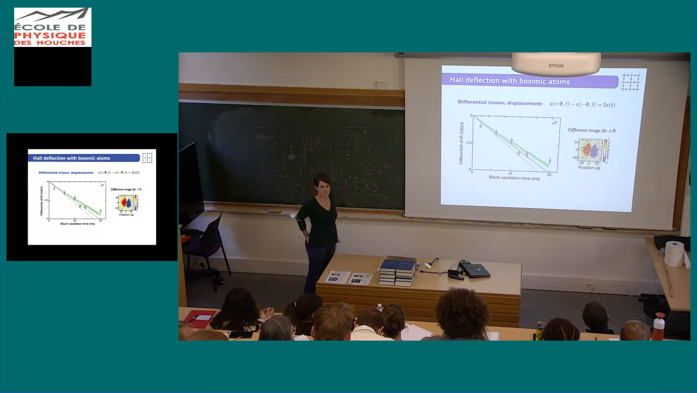Yeah. Maybe it's a stupid question, I already asked it, but I don't get why the Chern number is proportional to this slope now.